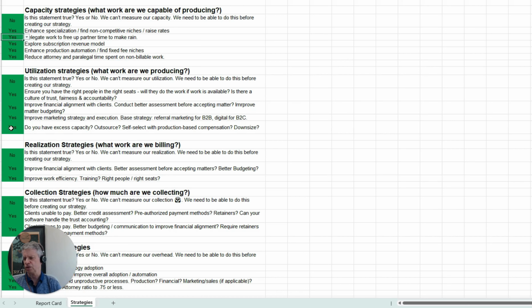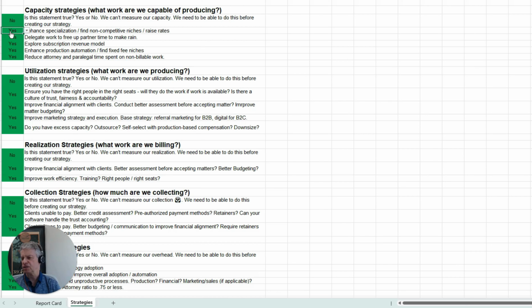So what you do is you're again going to fill out the green boxes. This first one is just simply saying, do you even know how to measure this metric? And if the answer is no, then we blank out the rest of the strategies because that's the first priority. Got to be able to measure it to know what to do about it.